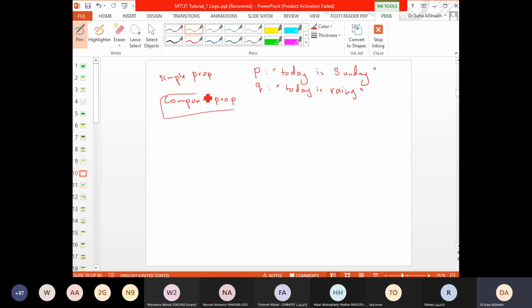الحين I can make it into a compound proposition as following. I can say today is Sunday and today is raining. Can you see what we did? I connected the two sentences with the and. الحين if I'm talking about this is P and this is Q, I get P and Q.